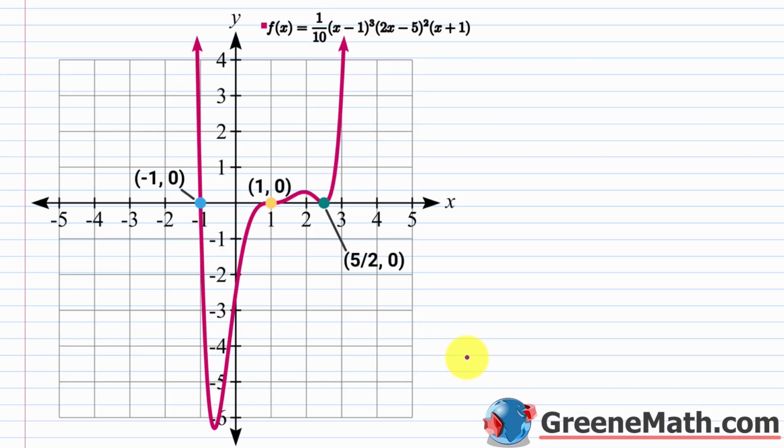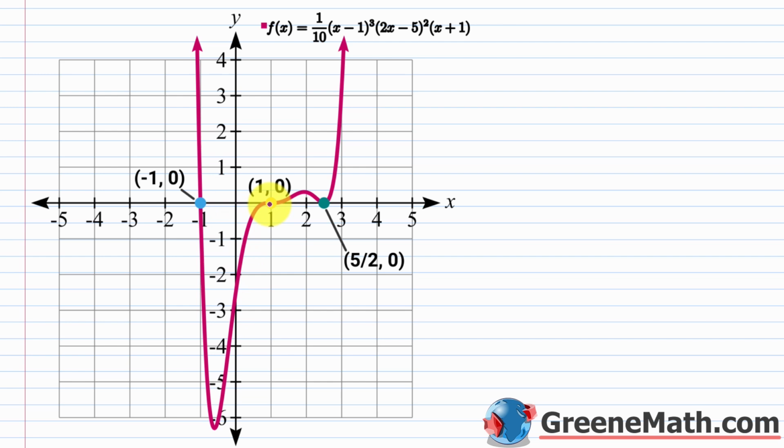So here's the graph so we can confirm things. So we have f of x equals 1/10 times the quantity x minus 1 cubed times the quantity 2x minus 5 squared times the quantity x plus 1. If you want to type in the factored form that I just gave you into Desmos, you'll get the same graph. So you'll see at -1, 0, again, we cross straight through, right? Because the multiplicity of that 0 was 1.